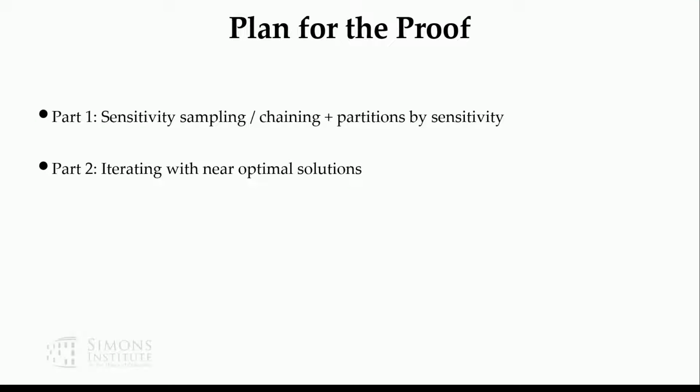So here's the plan for the proof. In the first part, I'm going to discuss sensitivity sampling and more refined notions of that called chaining, and a key idea that we use, which is partitioning the label vector by sensitivities. This first part will allow us to obtain optimal dependencies on d for LP regression, for every p. And then I'll talk about the second part, which I'm calling iterating with near optimal solutions. I'll describe what that means, but this will allow us to get optimal dependencies on epsilon as well.